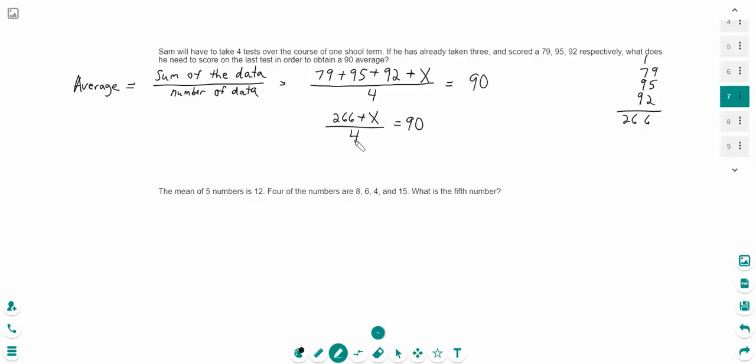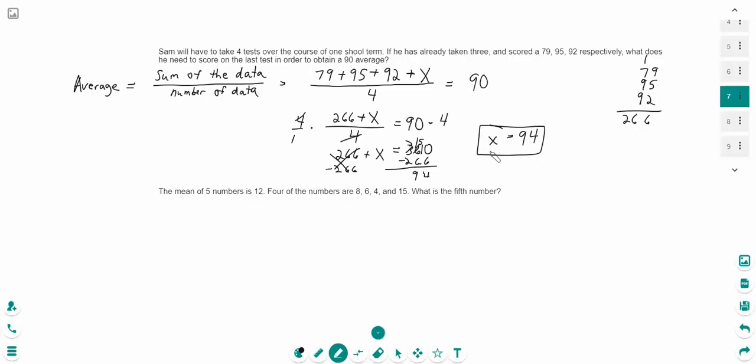So we need to get rid of this 4, and it's being divided by 4. So we'll multiply both sides of our equation by 4. The 4's cross out. We end up with 266 plus x equals 90 times 4. Well, that's going to be 360. Now we can subtract the 266 from both sides. These will eliminate, and I'll just kind of continue the problem over here where I have a little bit of room. X is going to equal 360 minus 266 is what? Is 94. So X has to equal 94.